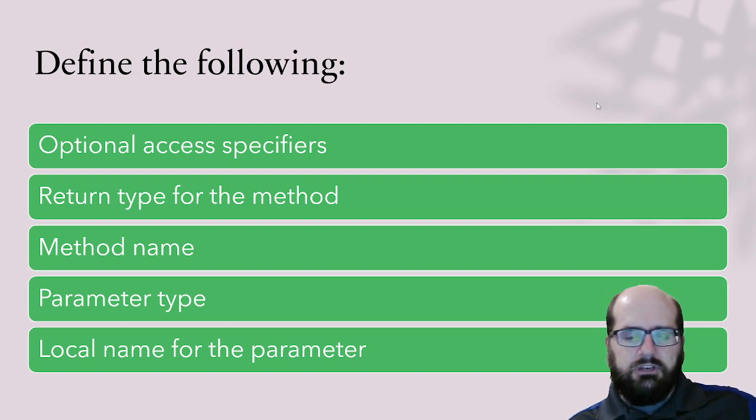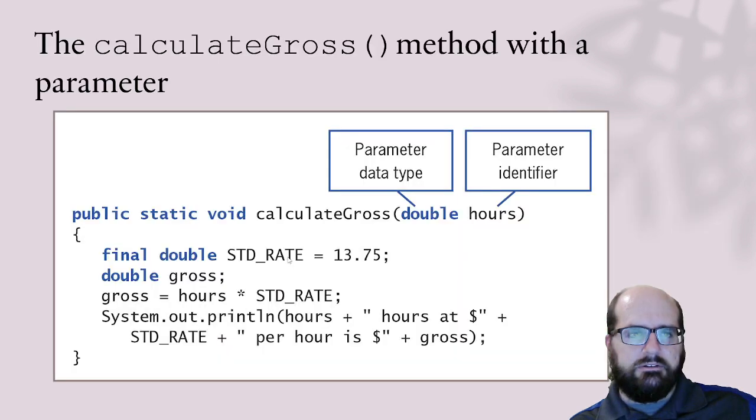So when you're doing this, you need to define the access specifier, the return type, the method name, the parameter type, and the local name for the parameter. That makes a complete method header, and it looks like this. We have the access identifier, which is public. It does not need an object, so it's static. It returns nothing, so it's void. In this case, we're going to calculate gross, and it's going to have a parameter of type double. That's the data type of double, and the identifier is hours.